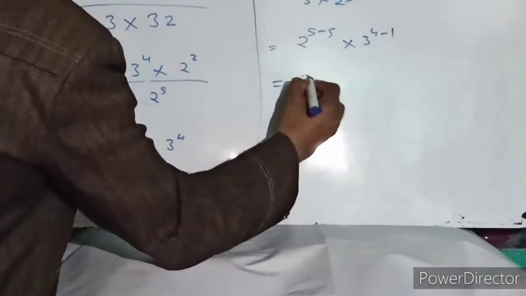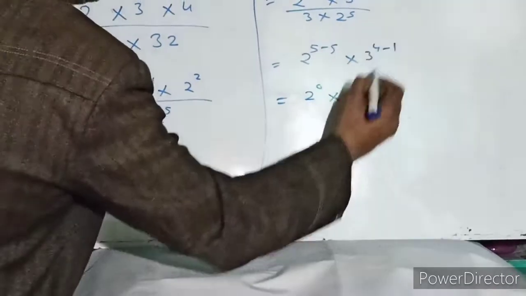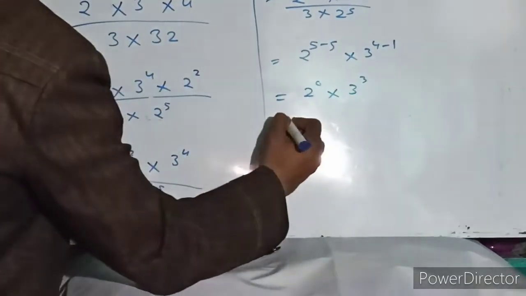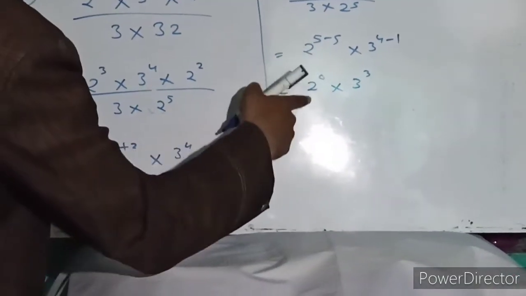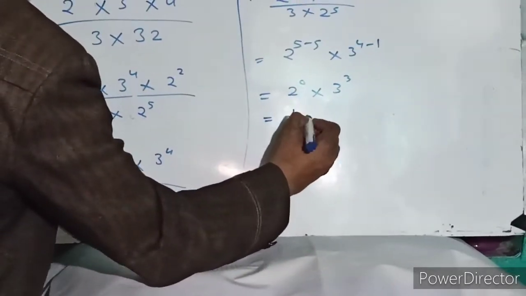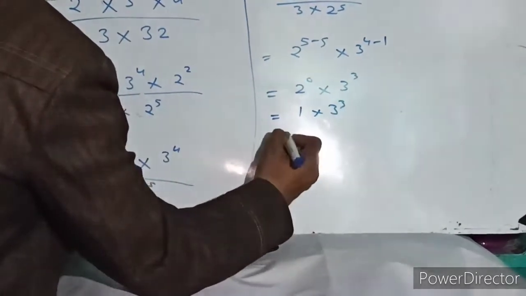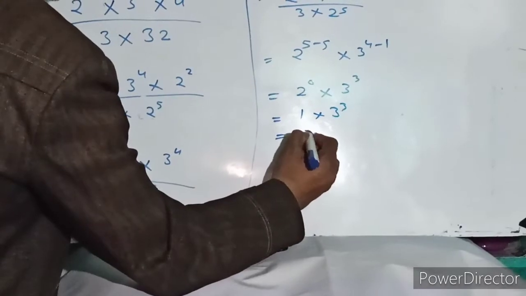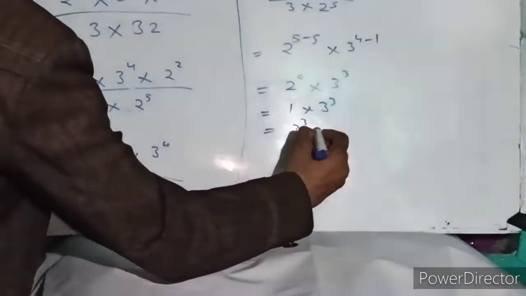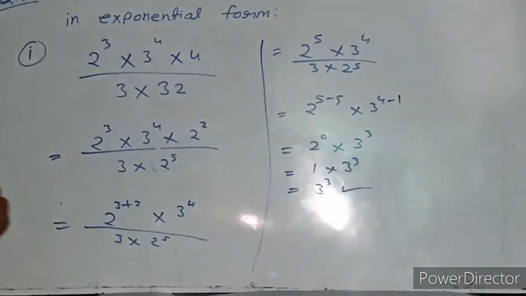Now we get 2 raised to the power 0 and 3 raised to the power 3. And what does it mean? It means 1, and if you multiply them, the answer is 3 raised to the power 3. So this is the answer of this question.